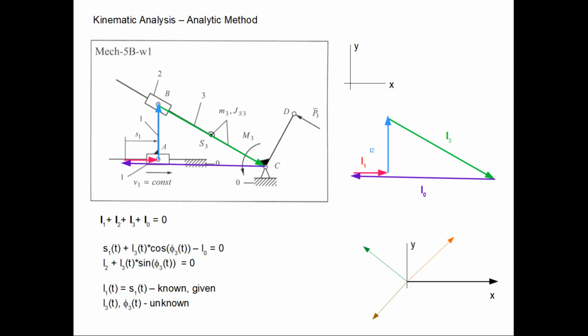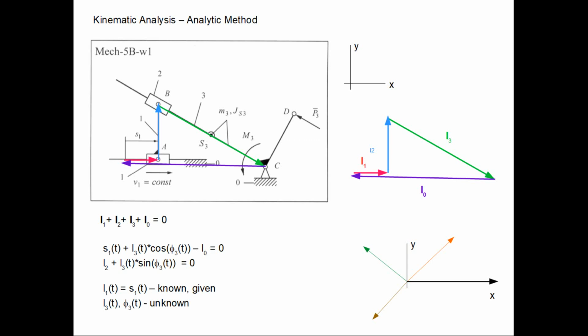Okay, so our vector polygon, and we know that irrespective of what is going on with the mechanism, irrespective of its positions and orientation of its elements, the vector sum of this vector polygon must be equal to 0, because this polygon is always closed. It starts from a fixed point and it ends also with this fixed point, the same point. So we know that L1 plus L2 plus L3 plus L0 is equal to 0. And our goal is to solve this vector equation to find the unknowns.